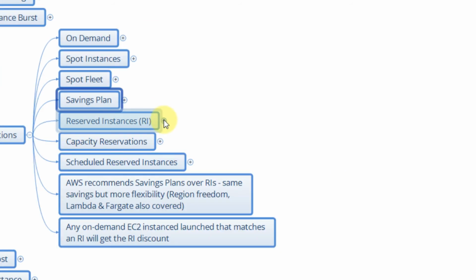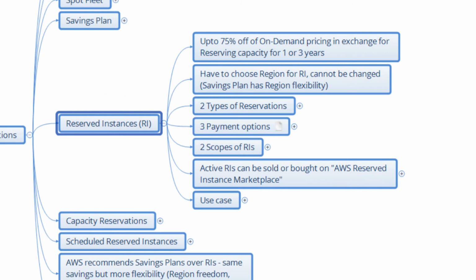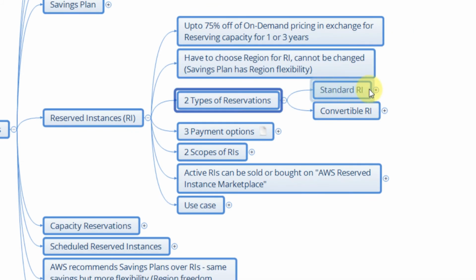A reserved instance plan is where you are making a commitment, but you're committing to specific instance types and not committing a dollar amount. You get up to 75% off of on-demand prices, and in exchange, you're reserving capacity for 1 or 3 years. You have to choose a region that cannot be changed, unlike savings plans, which have a region flexibility. So there's two types of reservations. Standard reserved instances or convertible reserved instances.